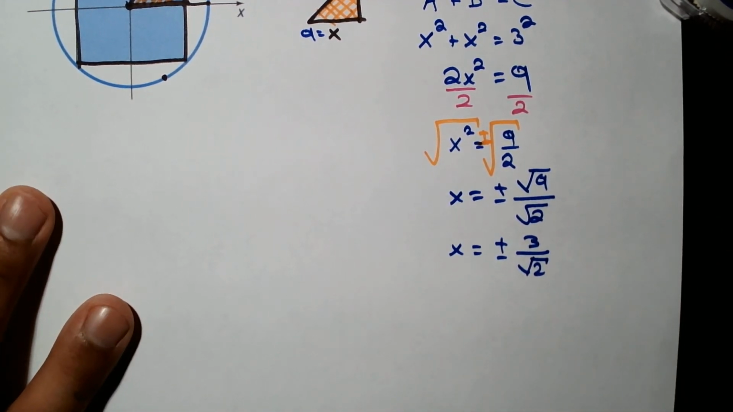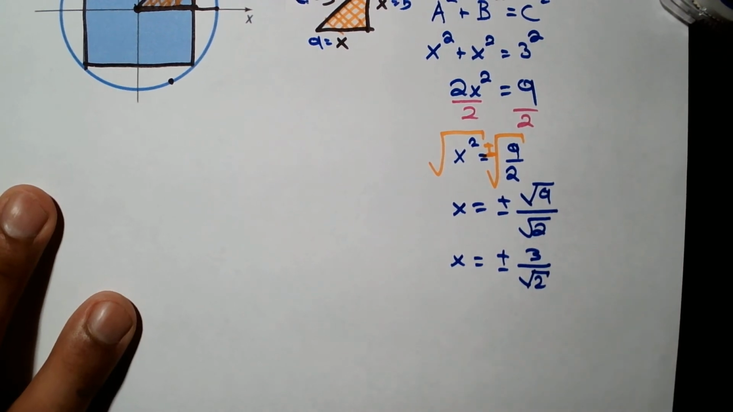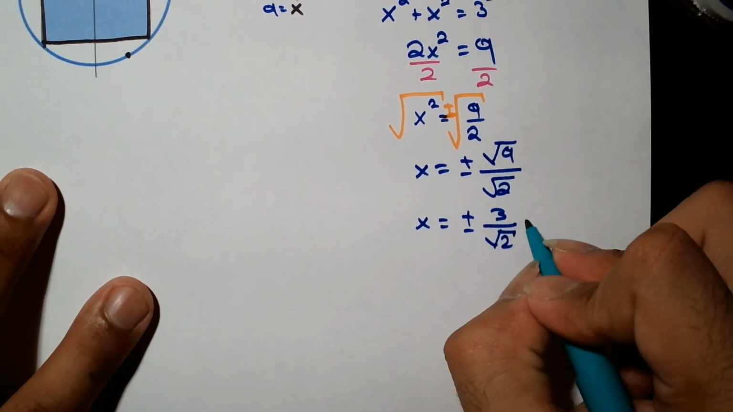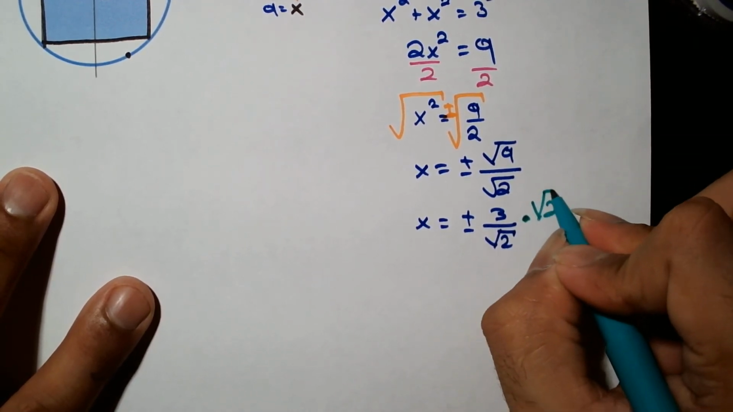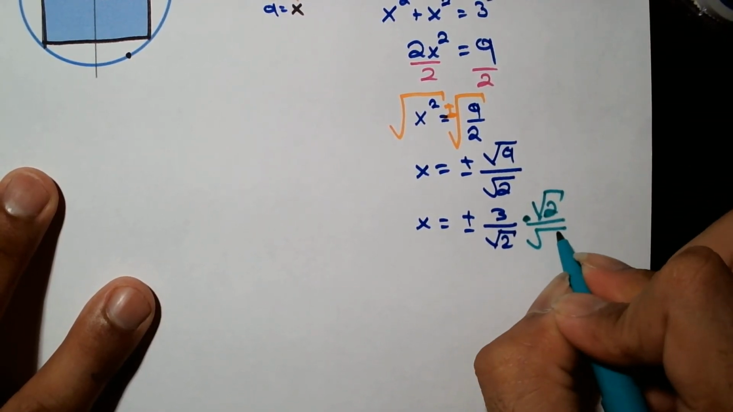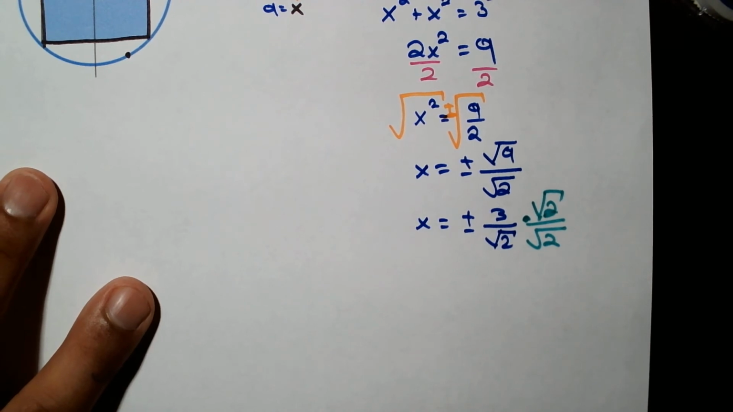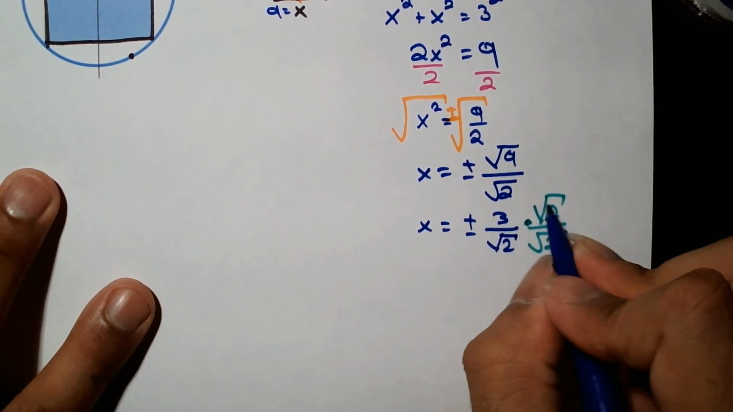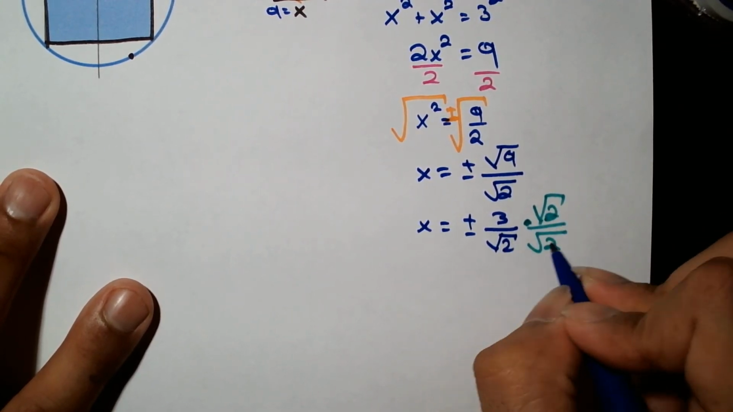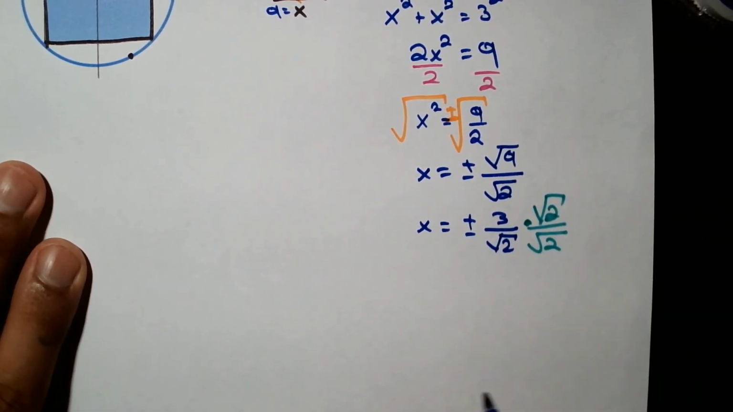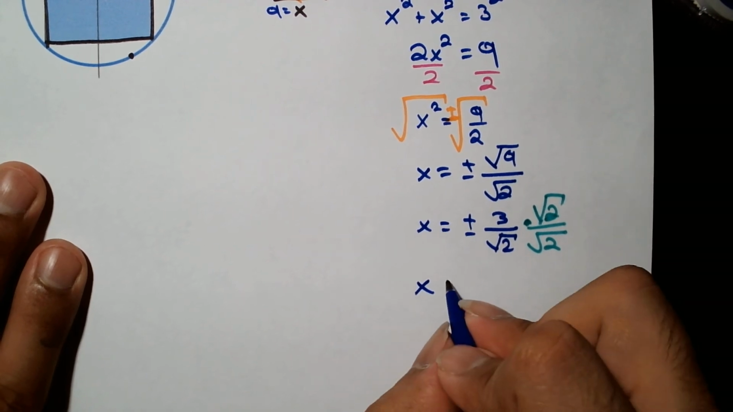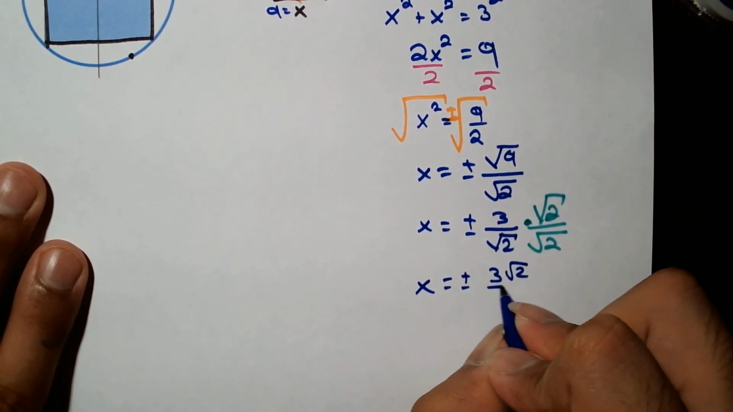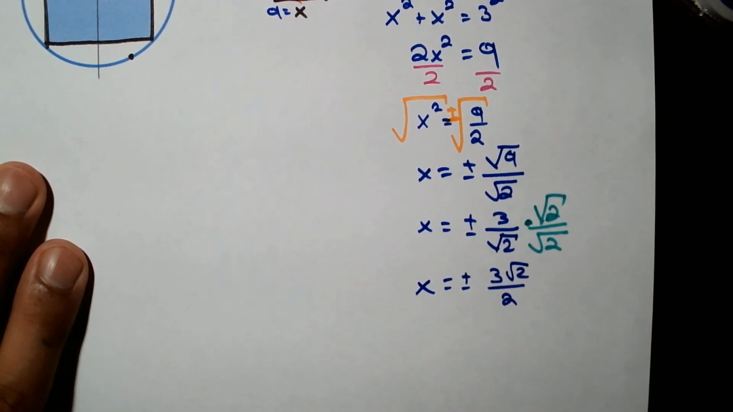But you may not want radicals in the denominator, so you might want to rationalize the denominator by multiplying numerator and denominator by the square root of 2. Square root of 2 times itself is going to cancel. We have already seen in another example in the first chapter how to rationalize a denominator. So this will be 3 root of 2 divided by 2.